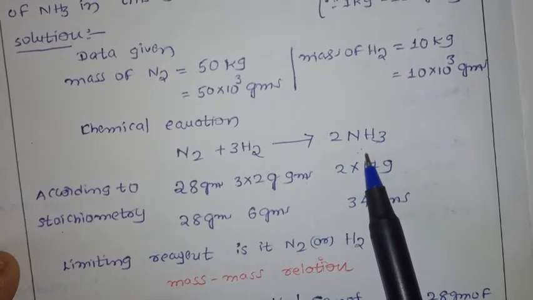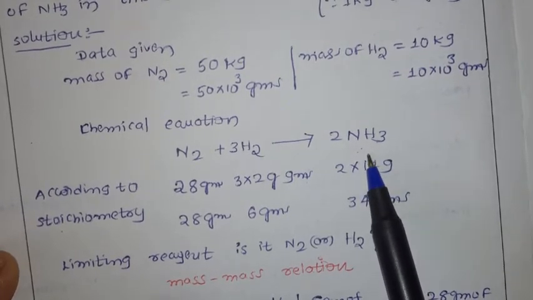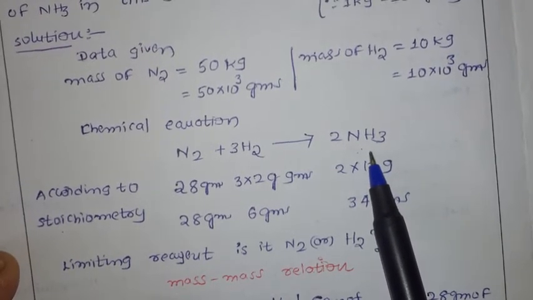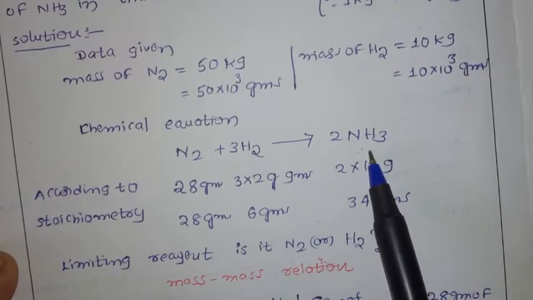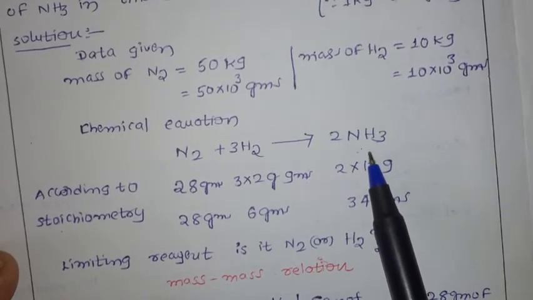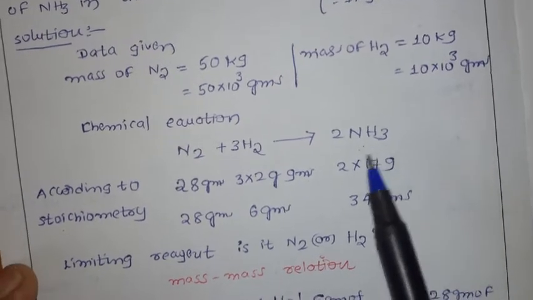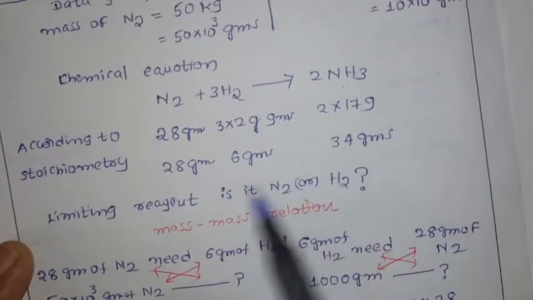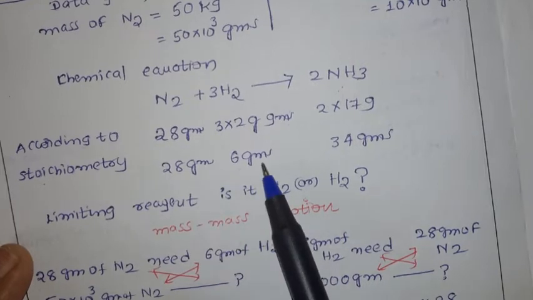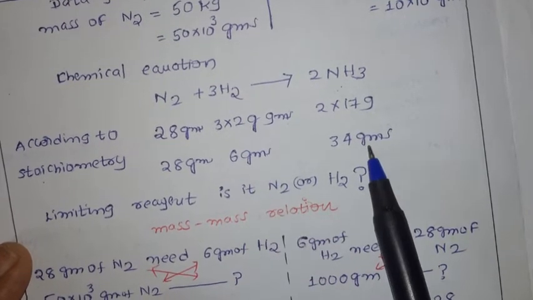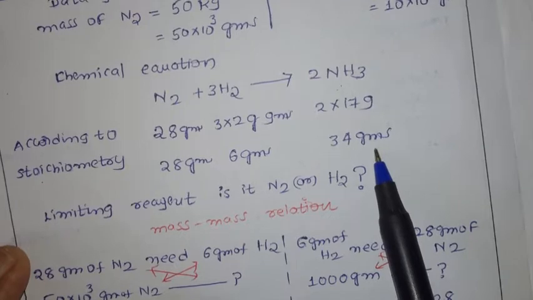So the question asks us to calculate the amount of ammonia. First you have to identify the limiting reagent. After that you have to work out how much ammonia is going to be produced. According to stoichiometry, 28 grams of nitrogen react with 6 grams of hydrogen to give 34 grams of ammonia.